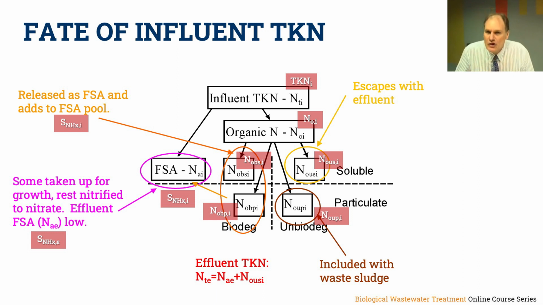Now, if there is no nitrification taking place in the activated sludge reactor, it is completely feasible that the effluent ammonia concentration is higher than the influent ammonia concentration. The reason being that the amount of ammonia that is taken up for growth by the ordinary heterotrophic organisms is less than the organic nitrogen that is released and adds to the ammonia pool. Do you see that?